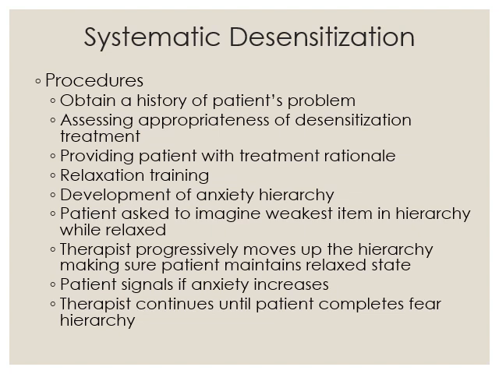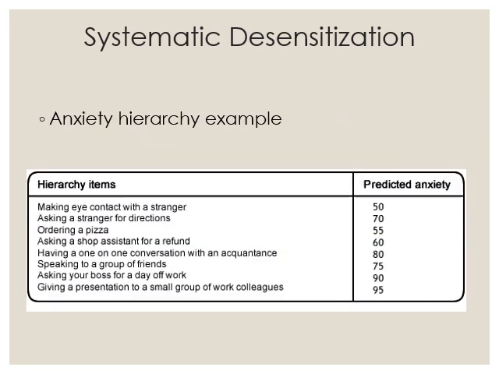The patient is to signal if anxiety increases, and this continues until the fear or anxiety hierarchy is completed. And this can take a number of sessions. This doesn't necessarily happen in one single session. So here's an example of an anxiety hierarchy in which a patient is afraid of social situations.